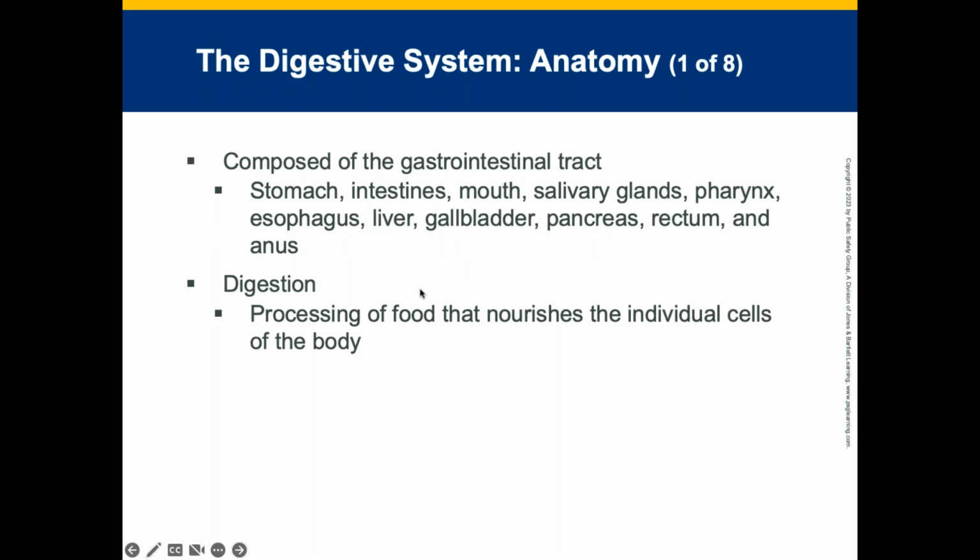The digestive system, also called the gastrointestinal system, is composed of the gastrointestinal tract, stomach, intestines, mouth, salivary glands, pharynx, esophagus, liver, gallbladder, pancreas, rectum, and anus. With that, digestion is the process of food that nourishes individual cells in the body.